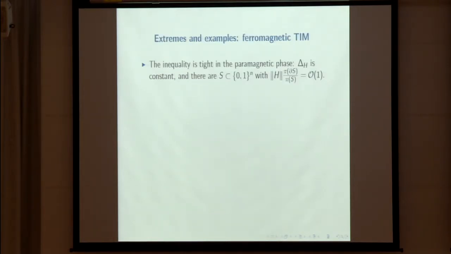Okay, so to understand some of the extremes of this inequality, you can't improve it in general. The inequality is tight for the very simple case of the ferromagnetic transverse Ising model when the z terms are just 0. So in the paramagnetic phase, the spectral gap is constant, and indeed you find that there are subsets such that this quantity is constant, and so the bound is asymptotically tight for this example.